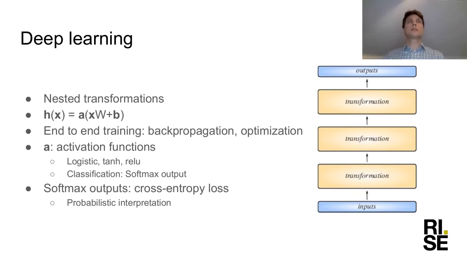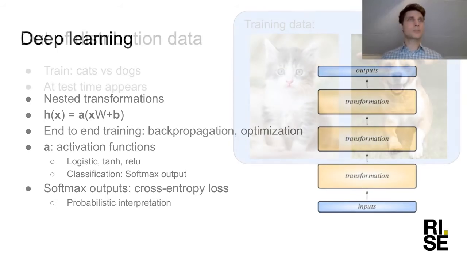Normal or usual activation functions are the logistic function, the tanh function, the ReLU. And for a classification output, we usually have Softmax out. So we train this using the cross-entropy loss, and we sort of get a probabilistic interpretation of the outputs. It sums to 1, and it looks like a probability distribution. There can, however, be some issues with this, as we will see in a minute.